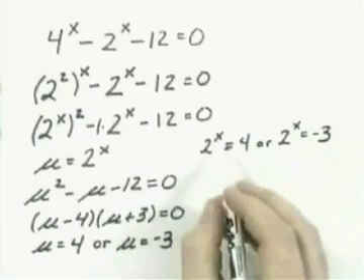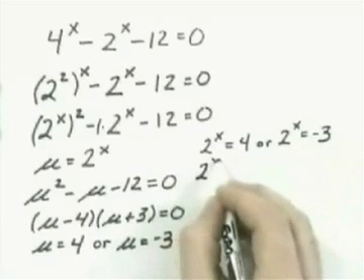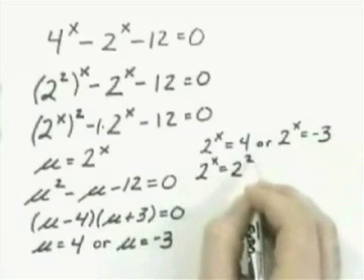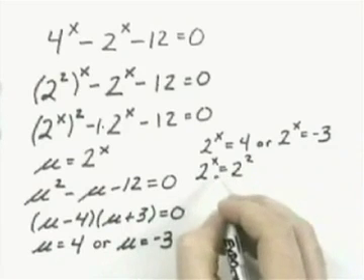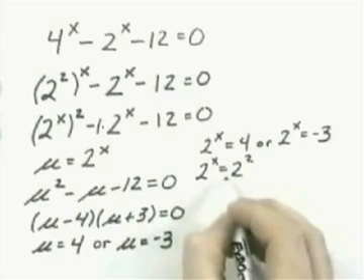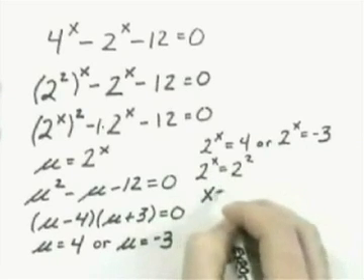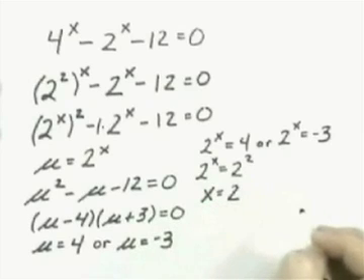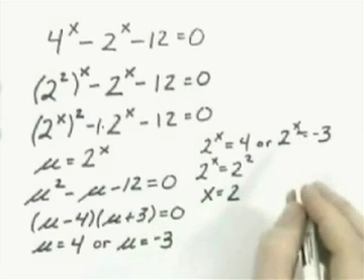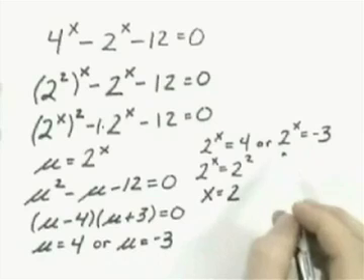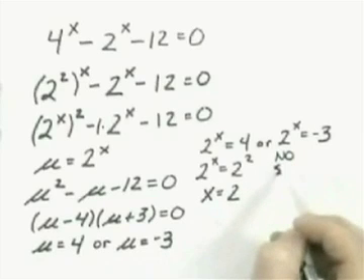Well, for 2 to the x equals 4, I can just say 2 to the x equals 2 squared, because 4 is 2 squared. And then, because the bases are equal, we can set the exponents equal, and we get x equals 2. In this expression, 2 to the x equals negative 3, that guy has no solution.